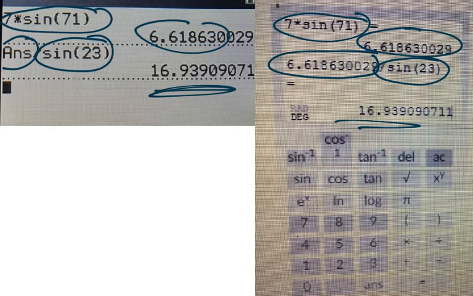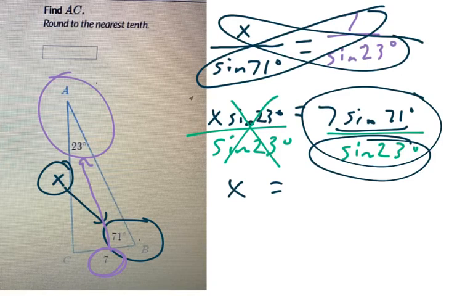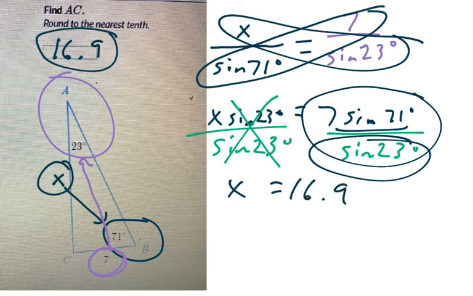Bam, bam. Now, guys, they wanted you to round off to the nearest tenth. So that means we're going to round off to 16.9. That's our answer, right? 16.9.